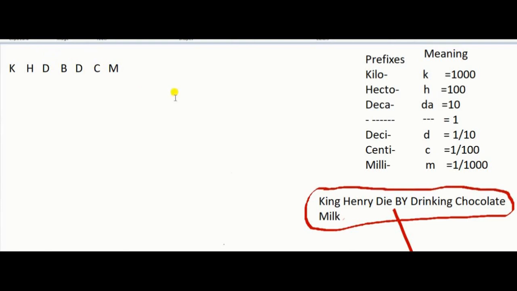When we are converting a bigger unit to a smaller unit, you must multiply or move to the right, and when you are converting from a smaller unit to a bigger unit, you must divide or move to the left.